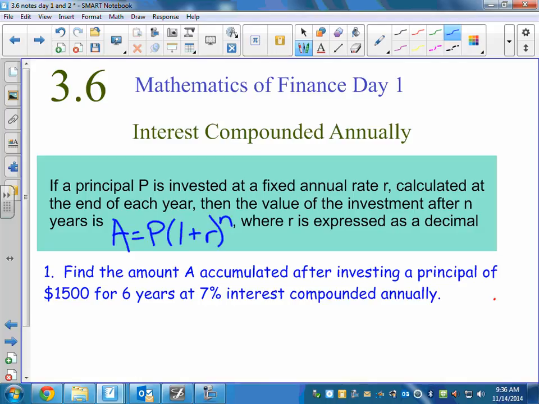A equals P times (1 plus R) to the N power. Important things to know is what all those letters mean, because even if I give you formulas on the test, which I think I give you some formulas on the test, I don't tell you what it's for. I don't tell you what the letters represent.